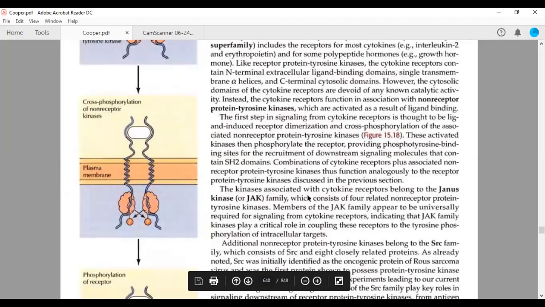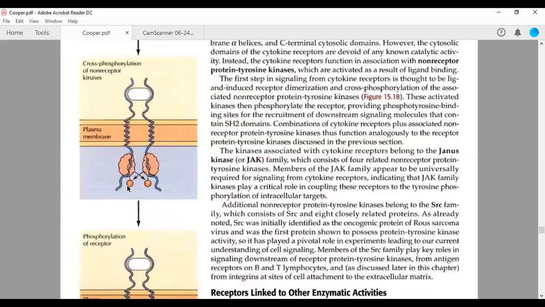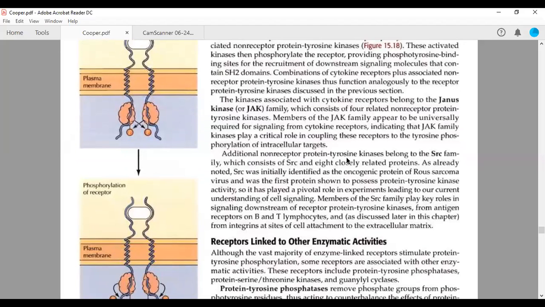The Janus kinase family, the kinases associated with cytokine receptors. These kinases are from the Janus kinase family, which consists of four related non-receptor protein tyrosine kinases. Members of the Janus kinase family appear to be universally required for signaling by cytokine receptors. Wherever cytokine receptors are concerned, Janus kinase will be present. So Janus kinases are very closely related to these cytokine receptors. Universally present, indicating that Janus kinase family kinases play a central or critical role in coupling these receptors to the tyrosine phosphorylation of intracellular target proteins. Additional non-receptor protein tyrosine kinases belong to the SRC family. Now it is SRC, so this is the same Rous sarcoma virus protein.